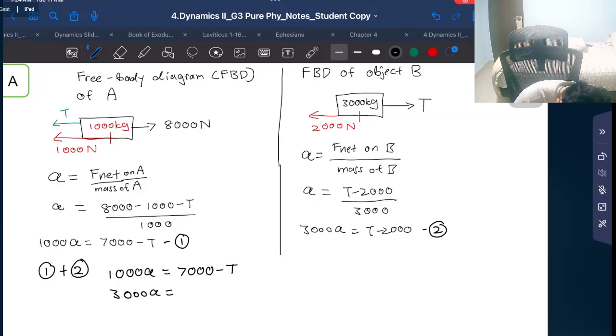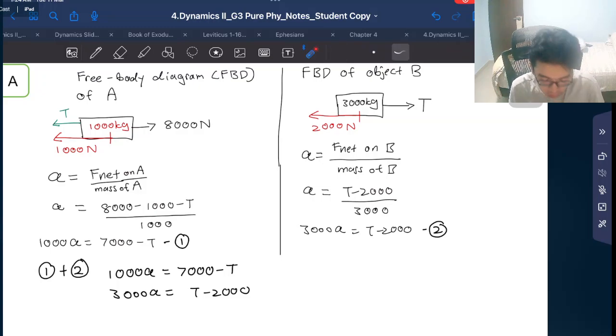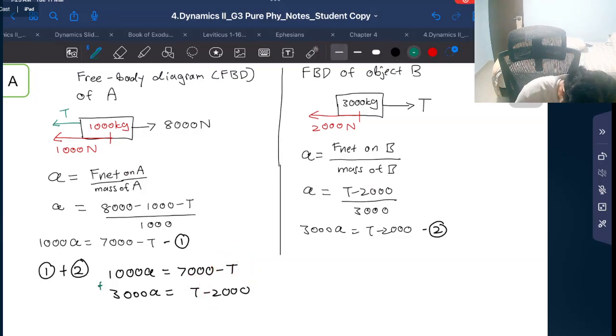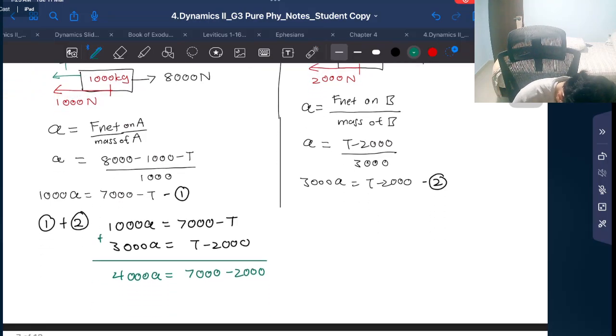What am I trying to do? I'm trying to use the elimination method, so I will take away the negative T. T and negative T add up to 0, so this is what I will have: 4,000A will be equal to 7,000 minus 2,000.